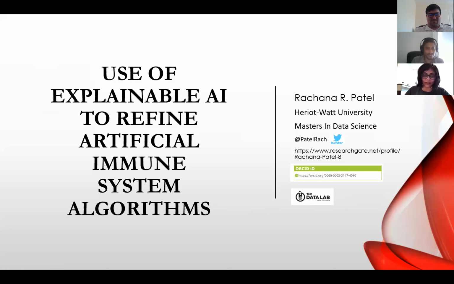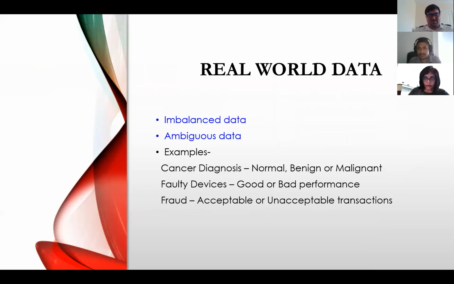First of all, I'd like to thank you for the opportunity to present this position paper. I'm going to talk about the use of explainable AI to refine artificial immune system algorithms. Real world data has a couple of characteristics: data imbalance and ambiguity. Imbalanced data means within the data set, there is a skewed number of samples in particular classes, and ambiguous data means some data samples can be classed into multiple class types.